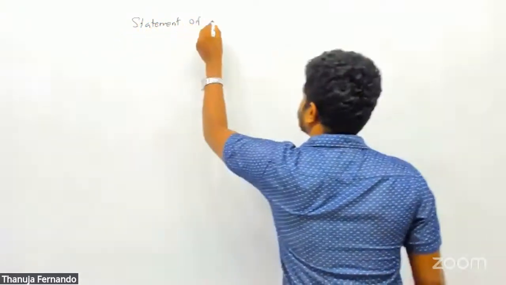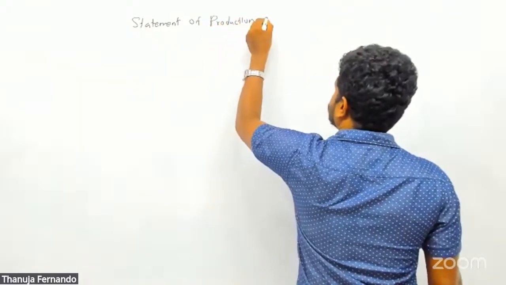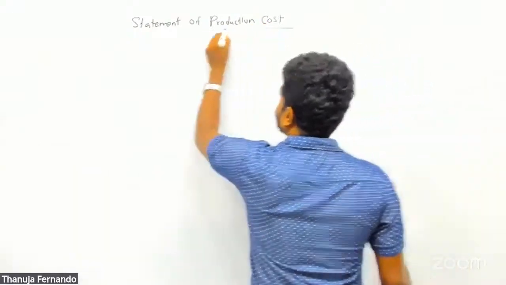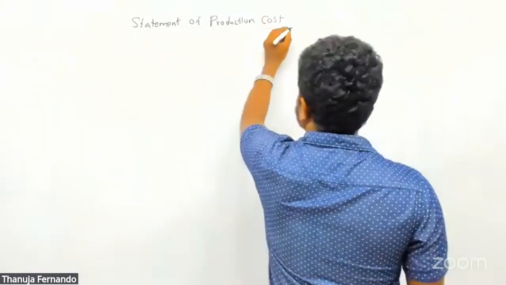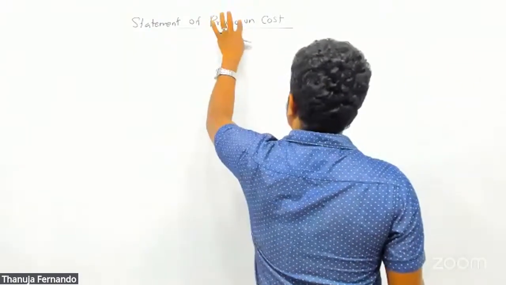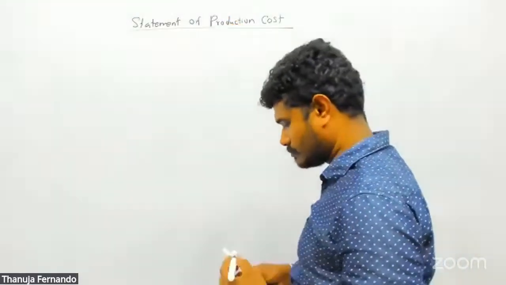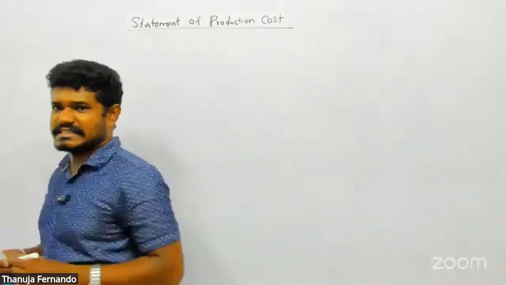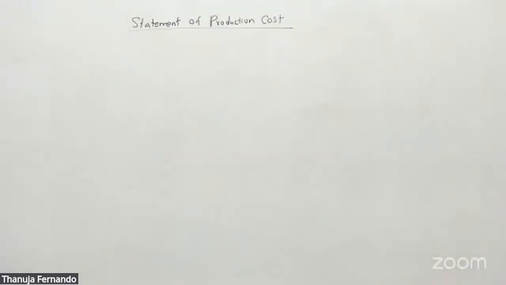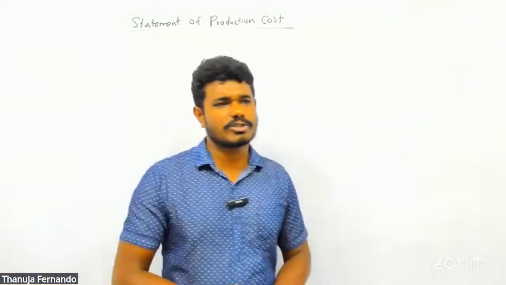Statement of production cost. This is just a statement of calculating the cost of production. Statement of calculating the cost of production. So normally, production cost.